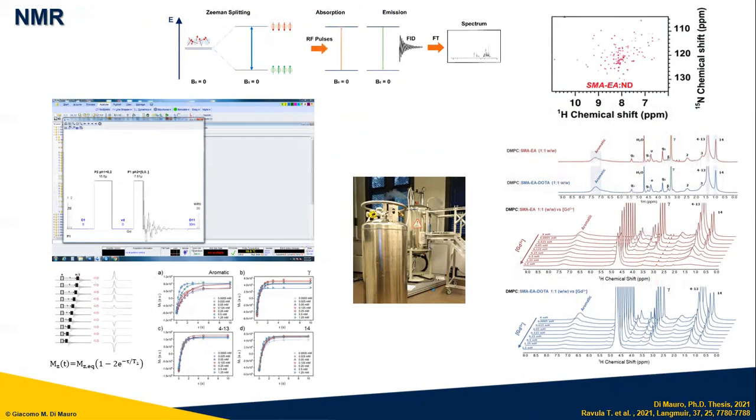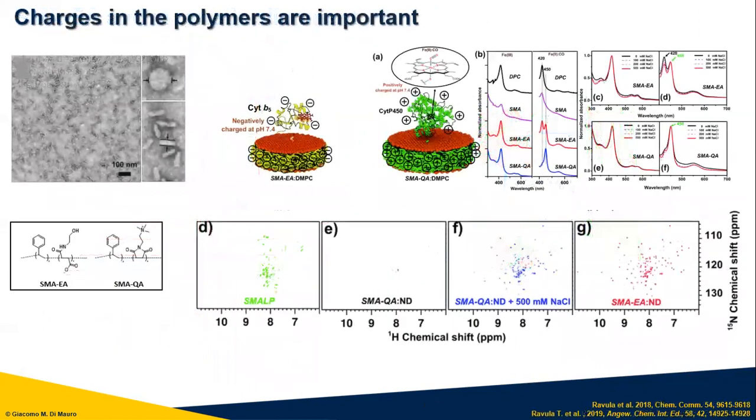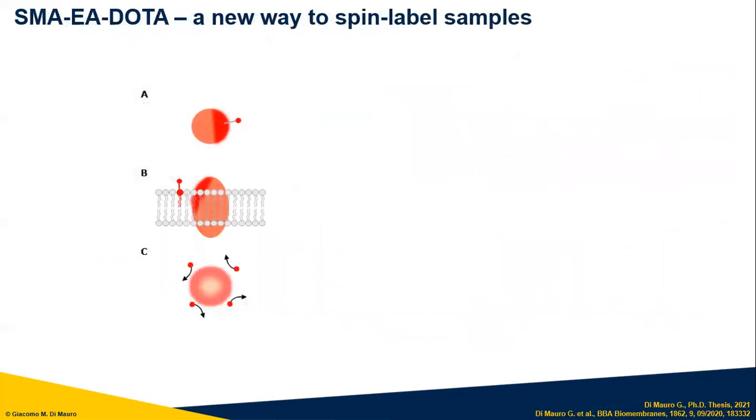Moreover, we were also able to align them in the magnetic field, allowing even more complex studies in solid-state NMR. Thanks to the different electrostatic charges, we can investigate membrane proteins with different isoelectric points, ensuring that they will not interact with the polymer belt of the nanodiscs. Furthermore, the introduction of chelating groups allows the presence of paramagnetic metals on the outer belt of the nanodisc, offering a unique NMR approach to accelerate the data acquisition and increase the overall sensitivity of NMR spectroscopy.